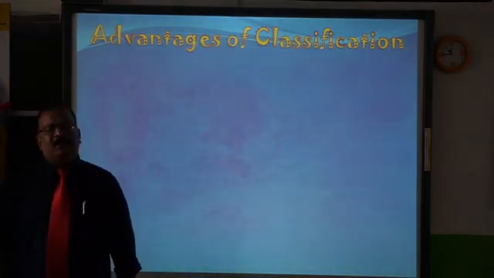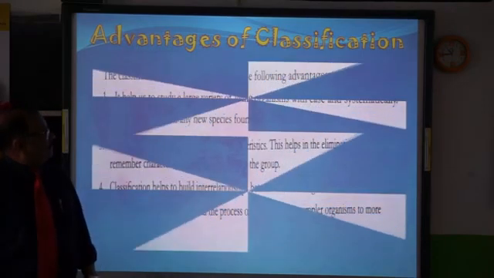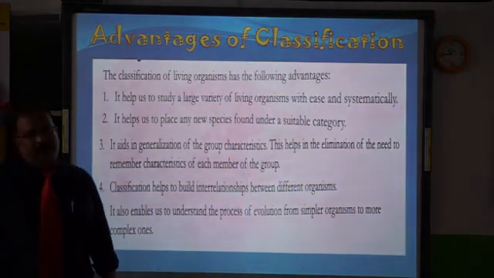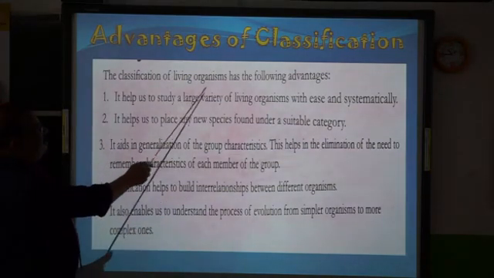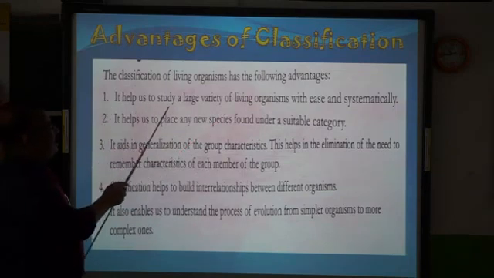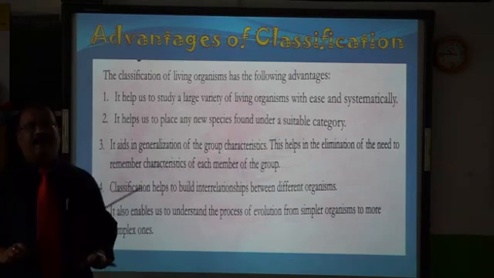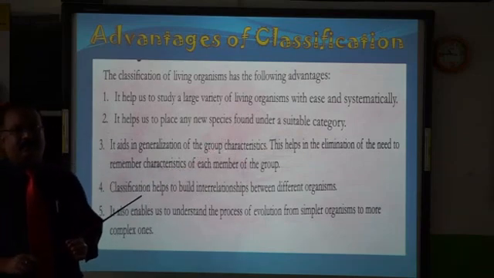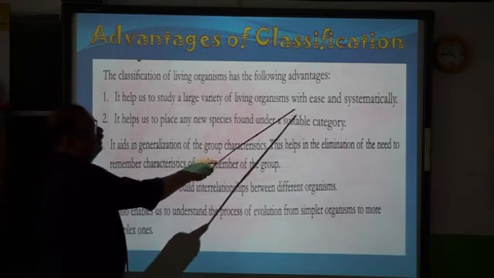Now, advantages of classification. Why should we do it? Is there any advantage? Let us see. So this is taken from your textbook. The classification of living organisms has the following advantages. Number one, it helps us to study a large variety of living organisms with ease and systematically. Not any other way, but systematically and easily.